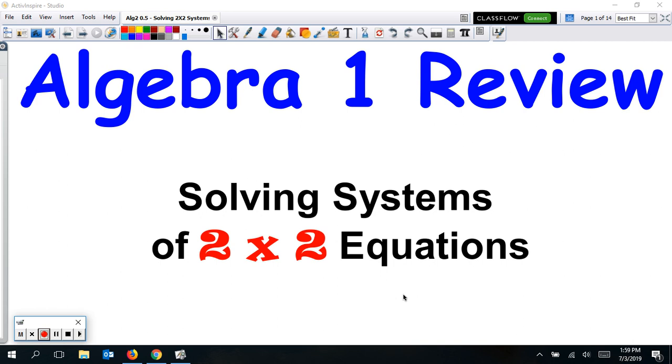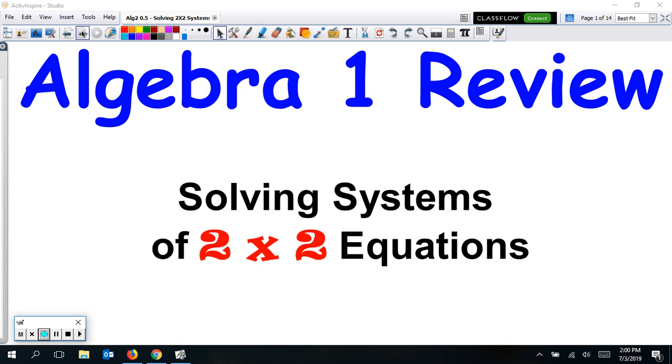Hello everybody, and welcome to another Algebra 1 review lesson, this one on solving systems of 2x2 equations. So we've been doing these Algebra 1 reviews, and this one now is going to be looking at the 2x2 equations. That way we're prepared and ready for the 3x3 equations coming up soon.